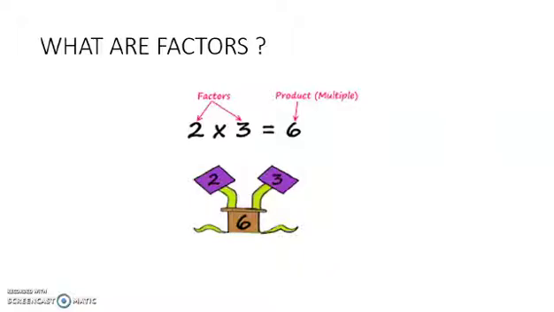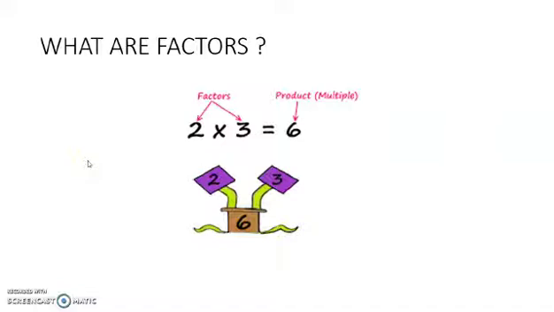Today we will understand what are factors. Like here, for 6 to find the factors, we have to find any two numbers which when multiplied will give the answer 6. So here it is 2 multiplied by 3 gives us 6. So 2 and 3 are called the factors of the product 6.